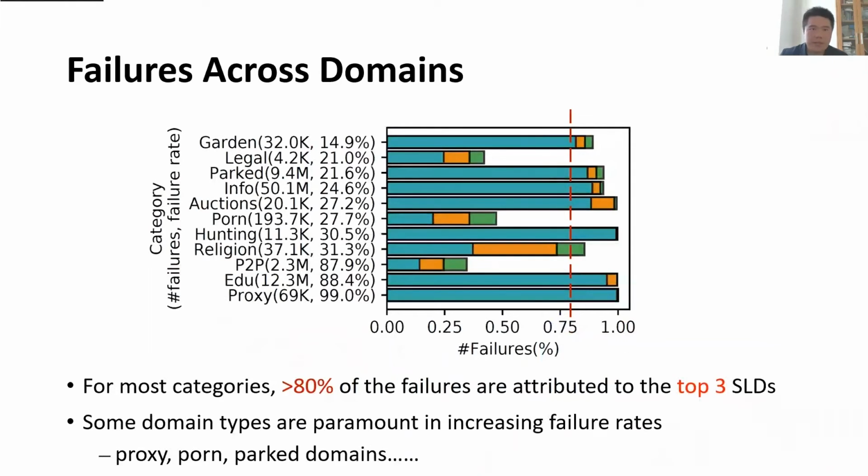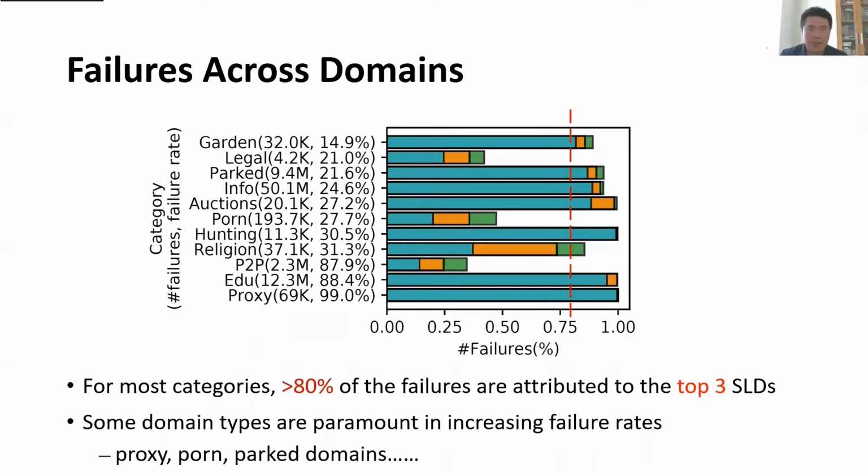To gain a further understanding of the types of domains that have high failure rates, we utilize the WebRoot BrightCloud API to classify the top 50,000 domains measured by failure rate. This figure presents the results. The y-axis shows the top 11 categories sorted by failure rate, where the number of failed queries and the failure rate are shown in the parentheses.